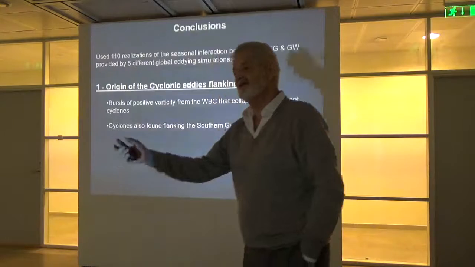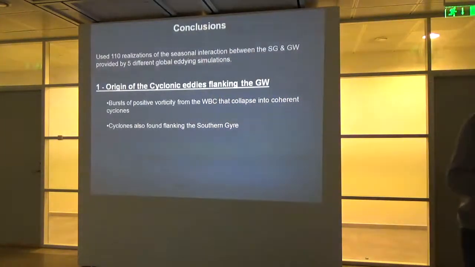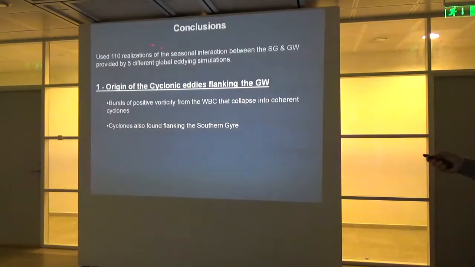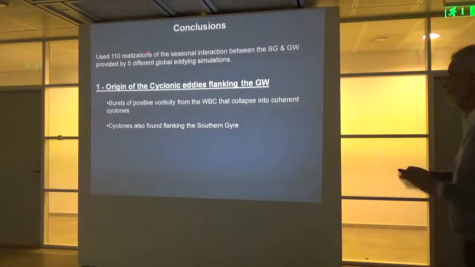So let me go to my conclusion, then we start question and discussion. So, conclusion. 110 realizations of a seasonal interaction between those two eddies. I don't think any oceanographers, even modelers, perform such kind of studies. Like, I'm studying something and I do 100 simulations. We're just beginning to do ensembles in oceanography, while in meteorology it has been done much. And this is not a clean ensemble.